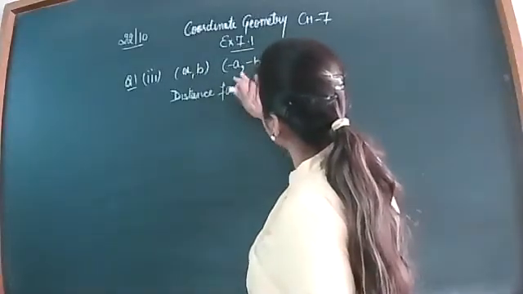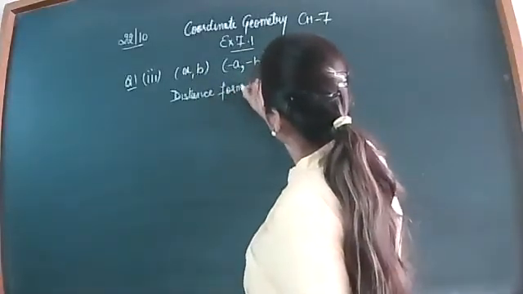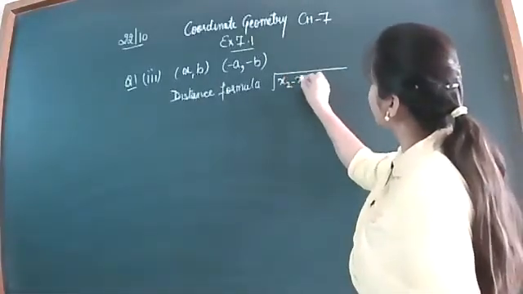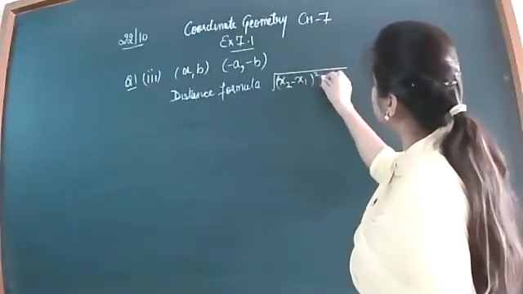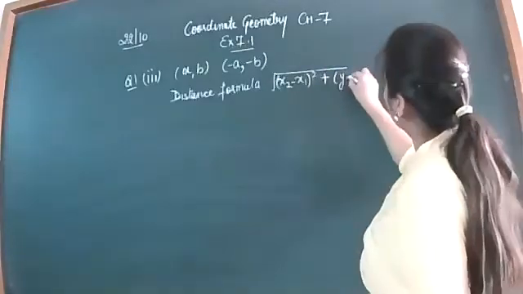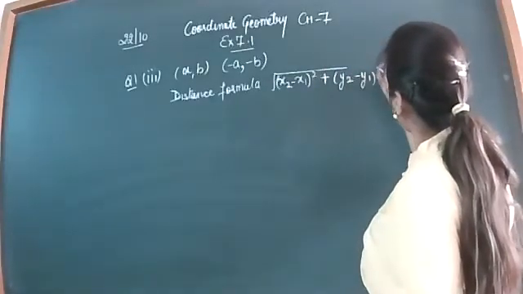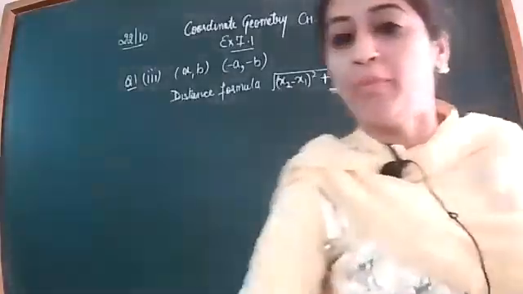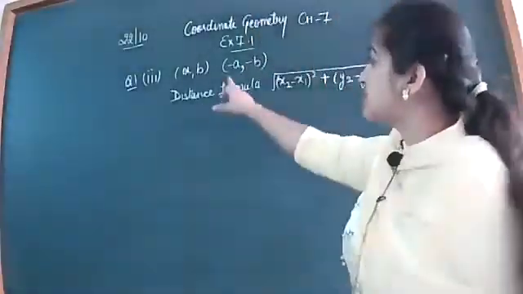Distance formula is under root x2 minus x1 whole square plus y2 minus y1 whole square. Is it okay? So I have written the formula that you will use in this part.